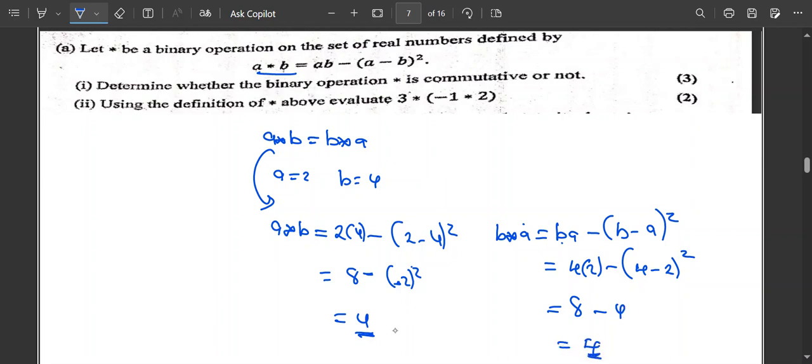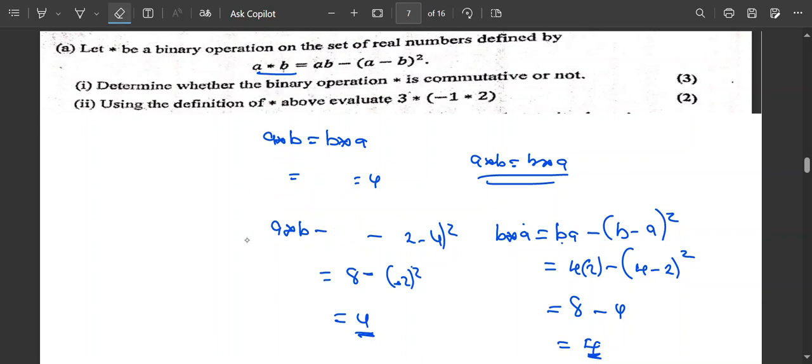So we can see that a star b is equal to b star a. So hence the binary operation is commutative on the set of real numbers.